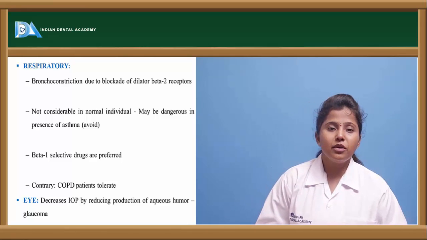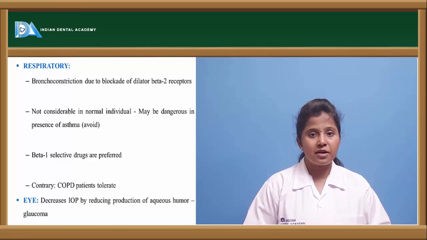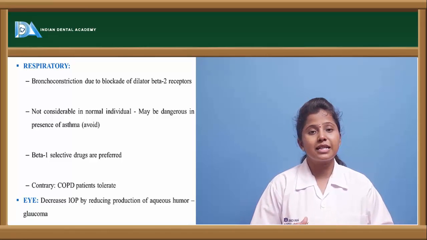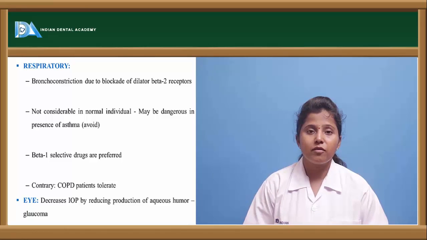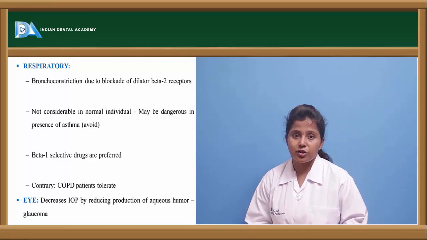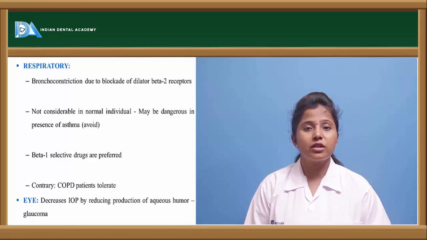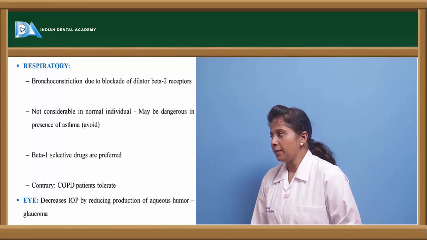So salbutamol is one of the drugs which should be contraindicated in asthma conditions, because salbutamol causes excessive beta-2 receptor blockade, which leads to excessive bronchoconstriction, leading to a synergistic effect in asthma conditions. That is the reason few of the beta-adrenergic receptor antagonists are contraindicated in asthma.